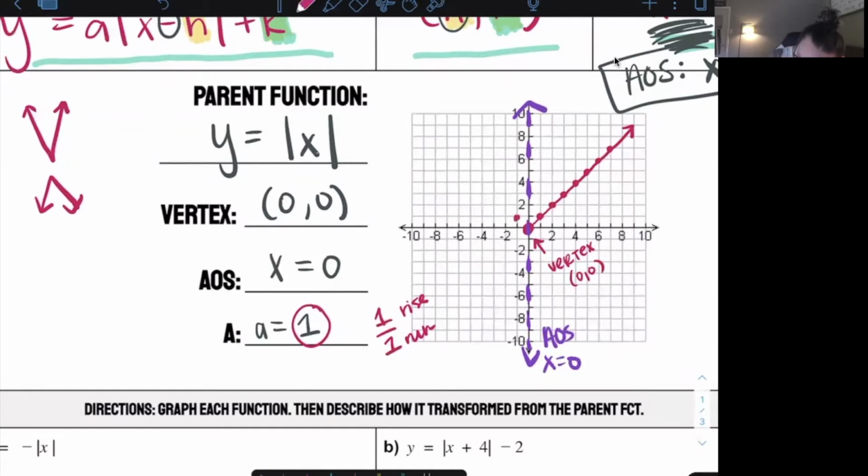I reflect this point. It's 1 away, so I put 1 away over here. 2 away from the axis of symmetry, I'm going to go 2 away from the axis of symmetry on the other side. And I start to notice that this slope is also 1, or in this case, it's -1 because it's being reflected. But I'm still going up 1 over 1 in the opposite direction. And then I'm going to draw the rest of this V-shaped graph. And there we go. We've graphed our parent function.